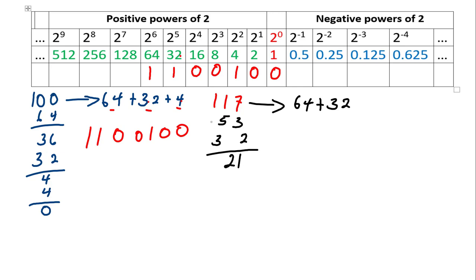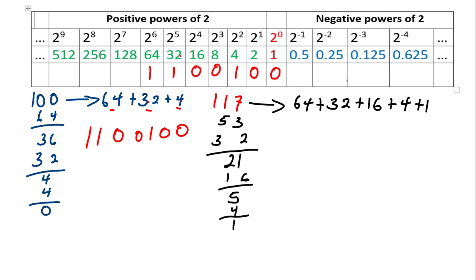Comparing 21 to the values in the table, the value just under 21 is 16. Plus 16. Subtract 16 from 21. 16 from 21 is 5. Comparing 5, the value just under 5 is 4. We subtract 4 from 5 and the result is 1. We have 1 in the table.